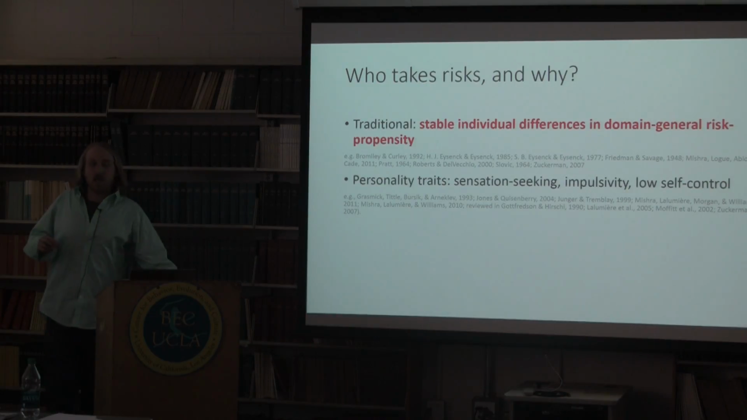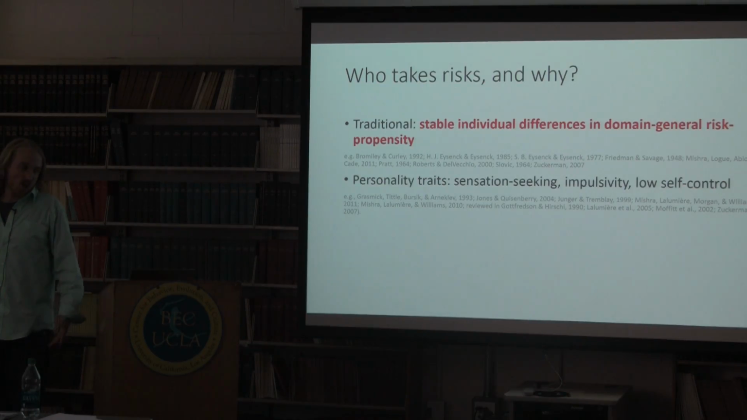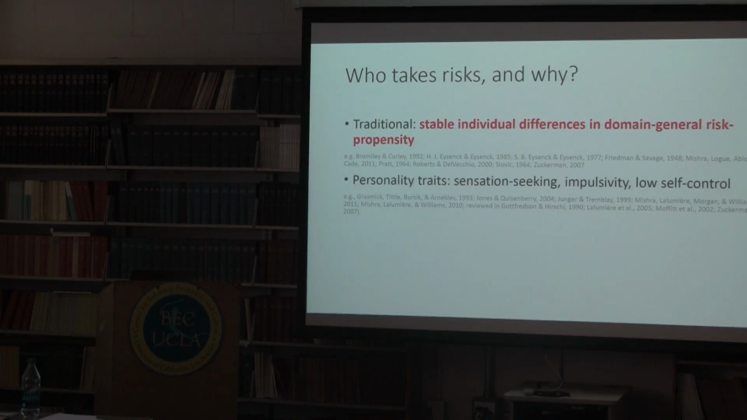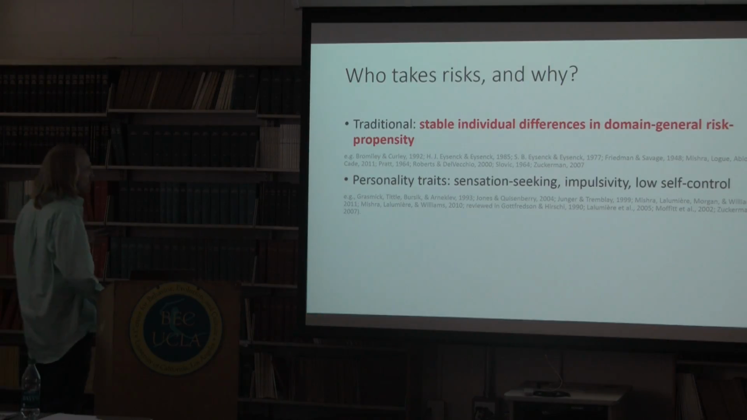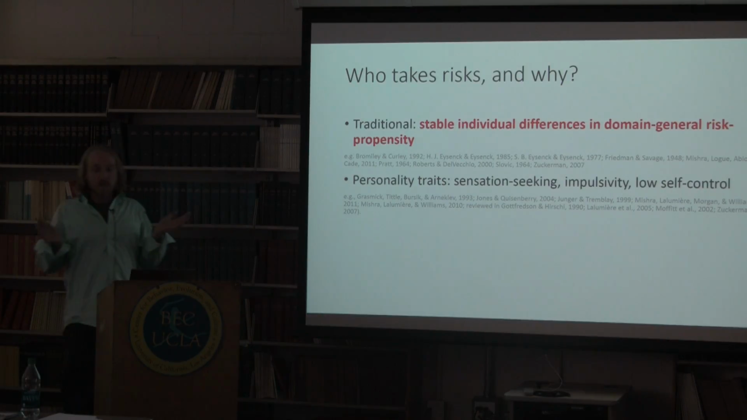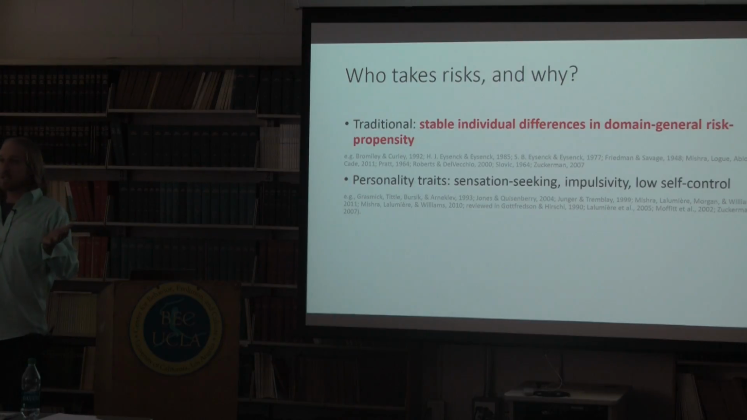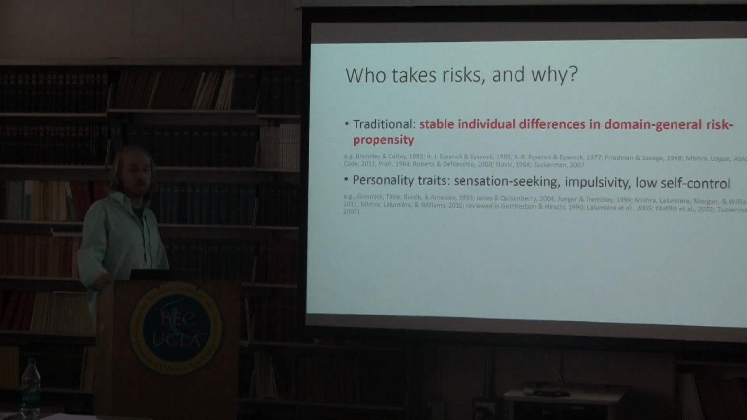A lot of phenomena that are thought of as stable individual traits, things like sensation-seeking, impulsivity, low self-control, these putative stable individual difference traits are fairly reliably associated with a wide variety of risky behaviors, lending credence to the idea that some kind of stable trait, some kind of risk function, is producing risky behaviors.